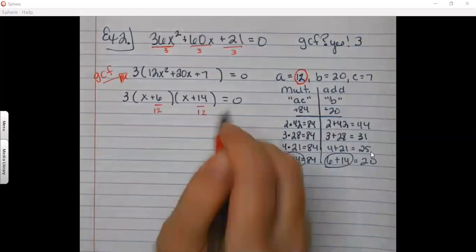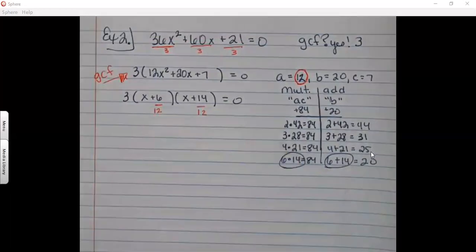Not the GCF. 6/12. Can I divide 6 by 12 evenly? No, so that's going to be a slide. 14/12. Can I? No. What did I tell you happens when you have two slides? You have to reduce. Can't I reduce 6/12?